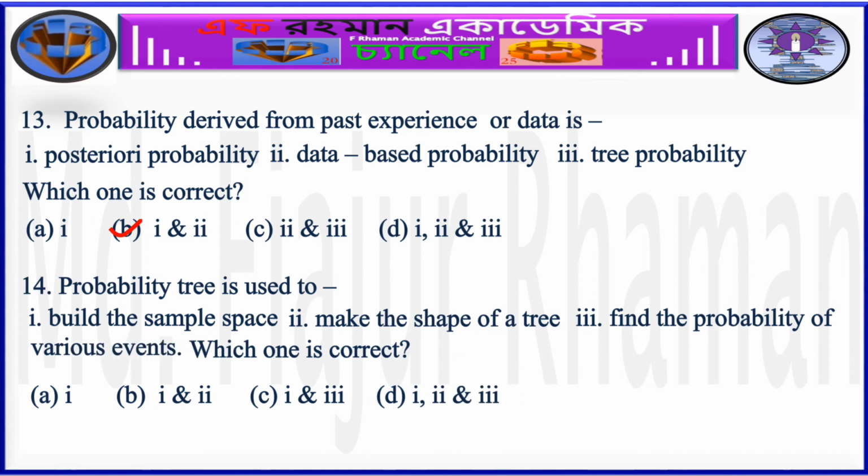MCQ 14. Probability tree is used to 1. Build the sample space. 2. Make the shape of a tree. 3. Find the probability of various events. Which one is correct? A. 1. B. 1 and 2. C. 1 and 3. D. 1, 2 and 3. From definition, 2. Make the shape of a tree is not correct. That's why our correct answer is option C.